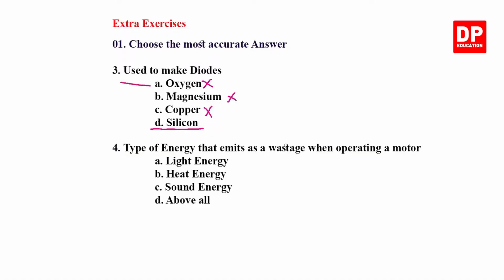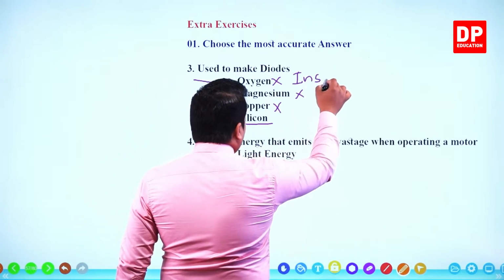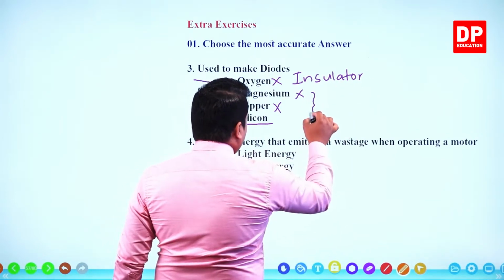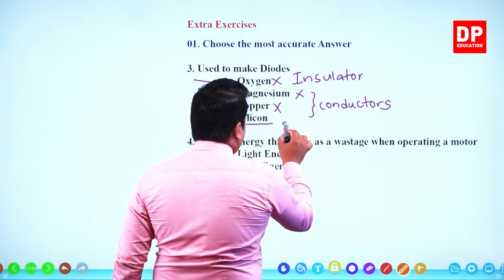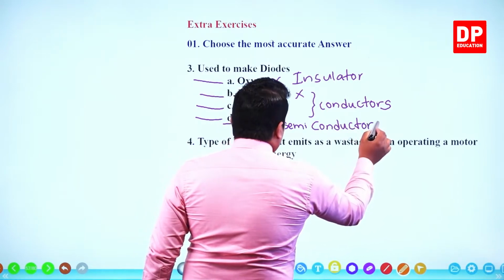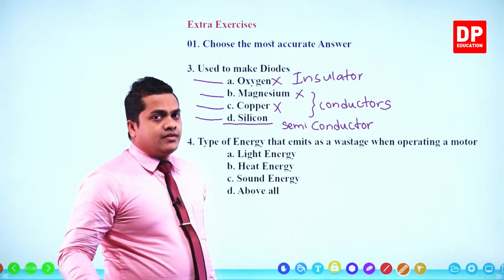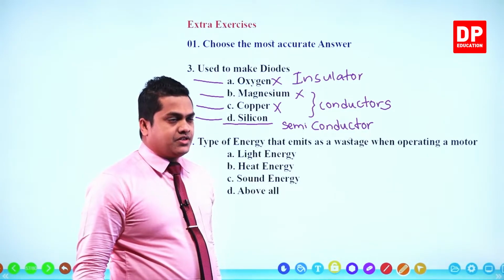This is an insulator, a conductor, a semiconductor, right? Insulator means electricity is not passed. So these two are conductors. This is the semiconductor. So through silicon, electricity is partially passed from one place to another. Okay, electricity is partially conducted.